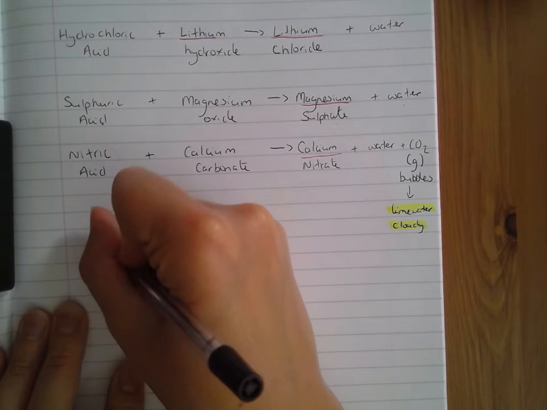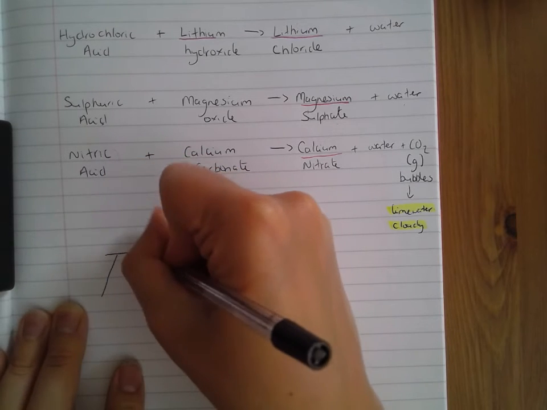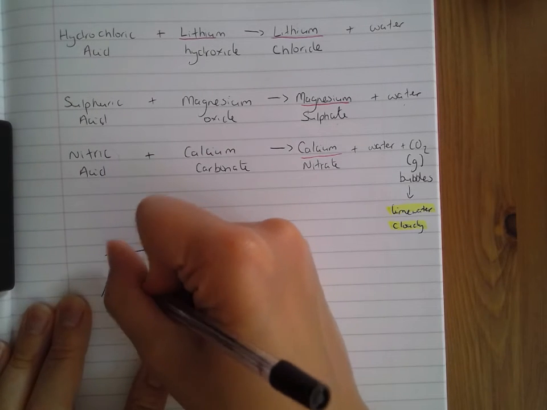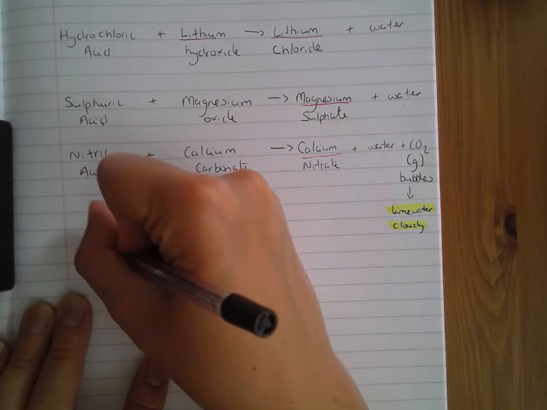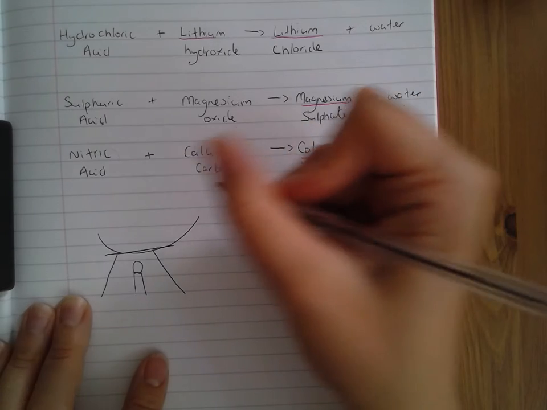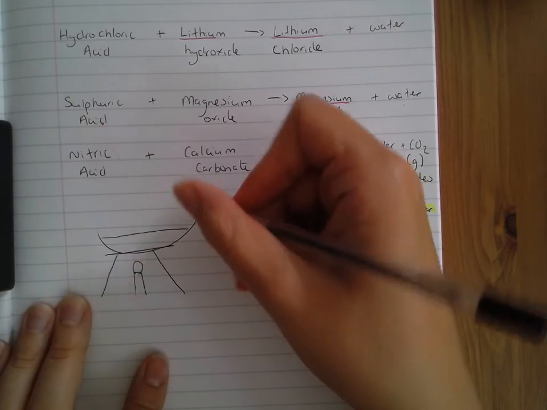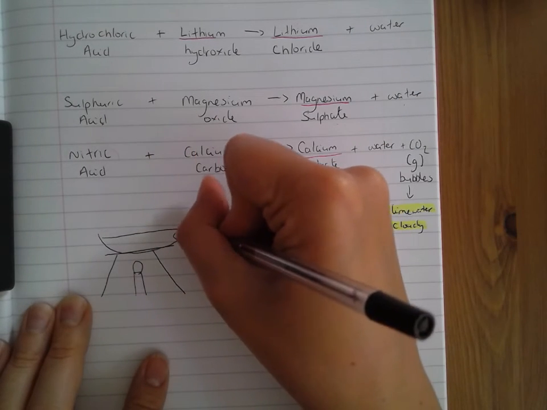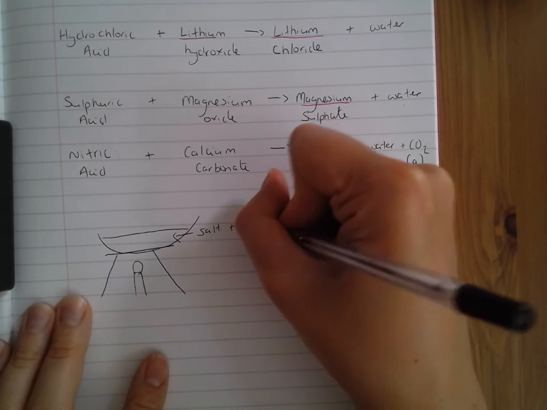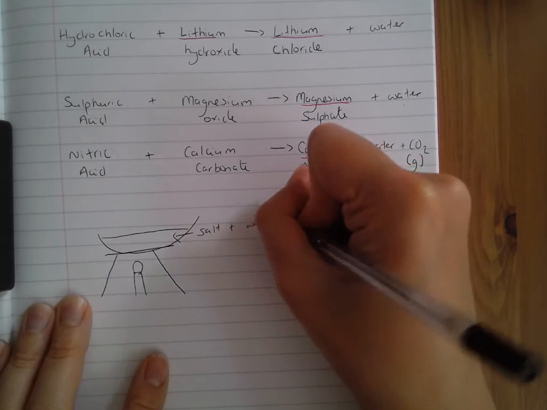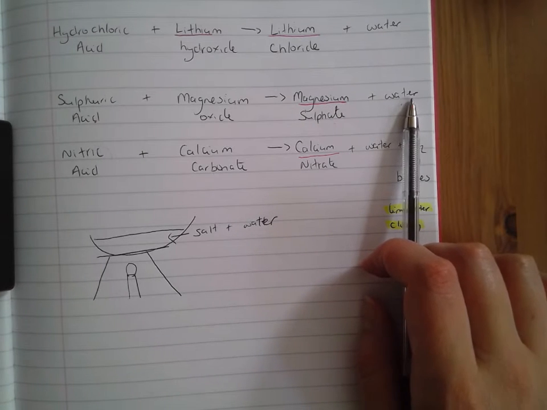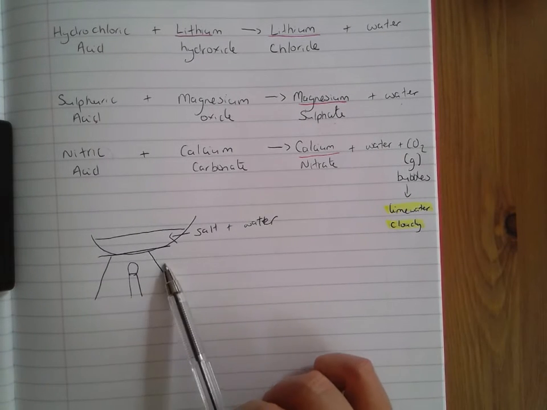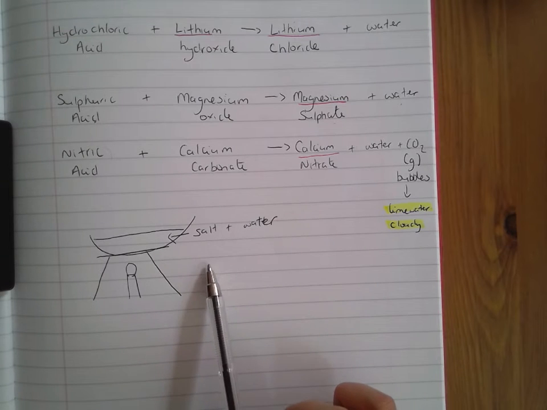So if you've already done your revision for CC2, which is separating mixtures, then hopefully you'll remember how to do this. How am I going to separate salt and water? It's a terrible diagram. How am I going to separate the salt from the water? Because when you're doing this reaction, you're making a salt, but you're also making water. How am I going to get rid of the water? To do that, I would use crystallization.